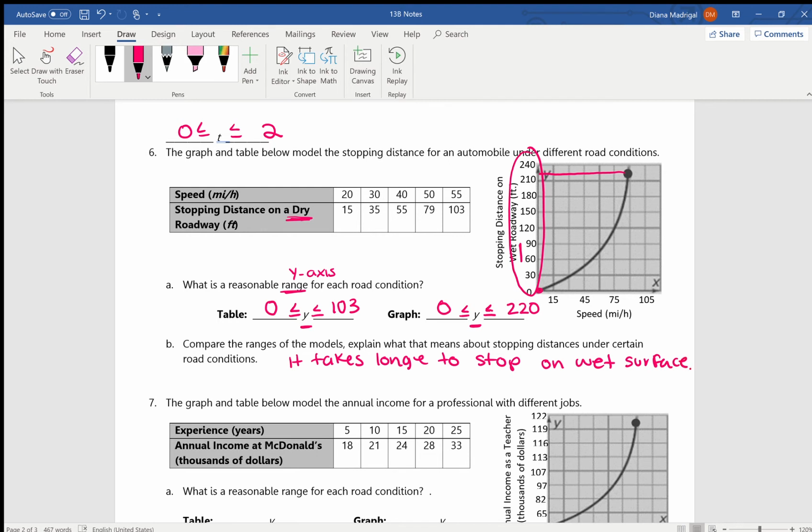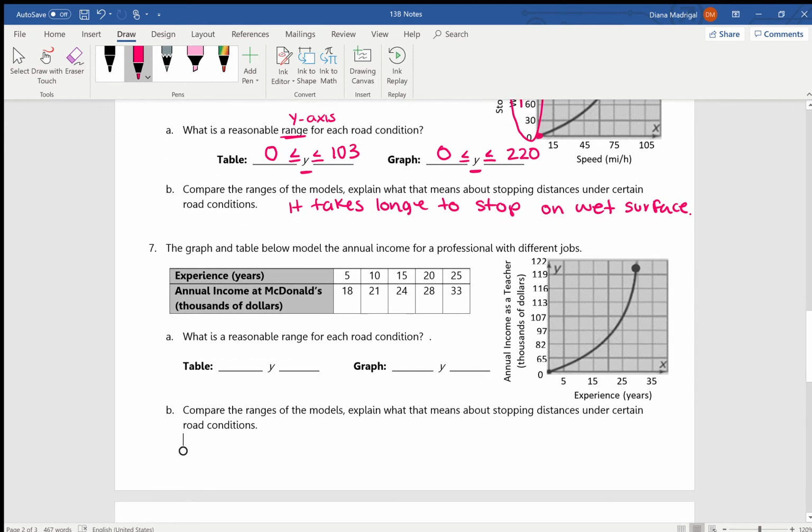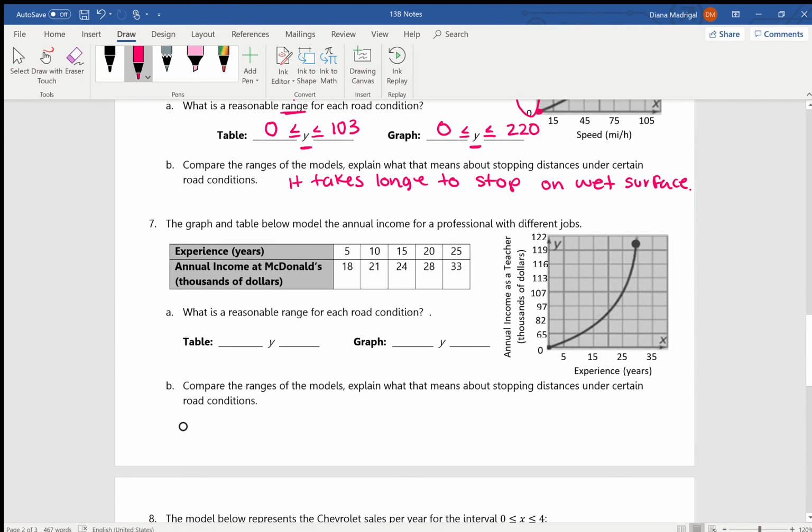So based on the two intervals that I got, one from the table, one from the graph, I know it takes longer to stop on a wet surface. All right, and that was number 6. How about you guys try number 7? Again, you're trying this on your own, so you could test yourself if you're understanding the notes so far.